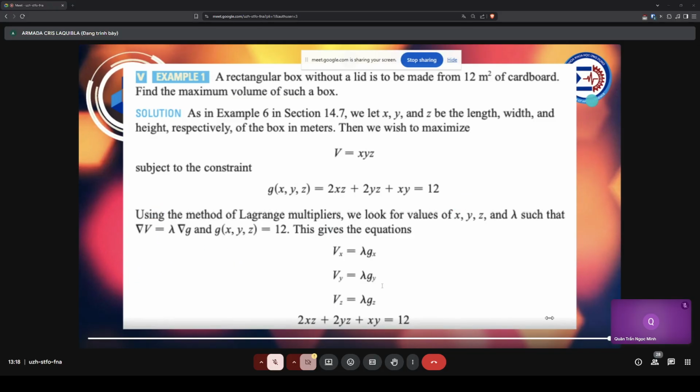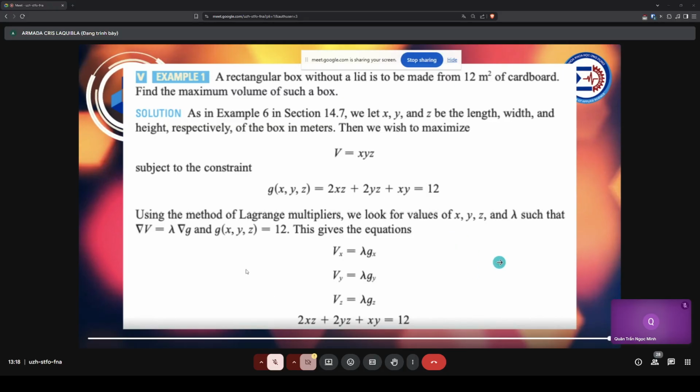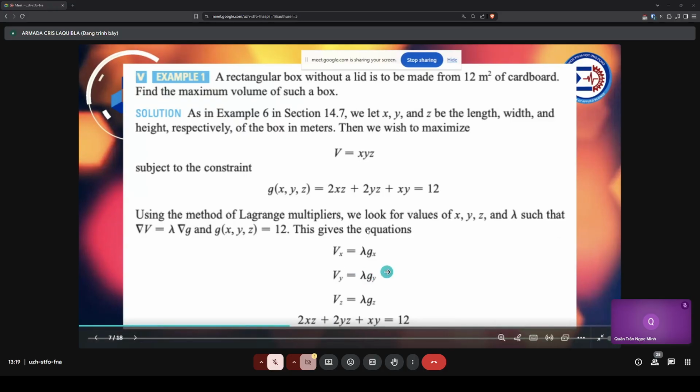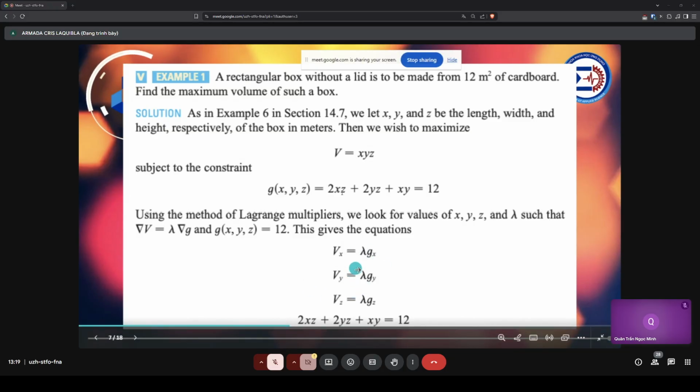So using the method of Lagrange multipliers, we look for values of x, y, z, and lambda such that the gradient of V is equal to lambda times the gradient of g, and g of xyz is equal to 12. This gives the equations. As I told you, if this is Vx, then your g must also be with respect to x, so lambda gx, then Vy equals lambda gy, and Vz equals lambda gz, and then your constraint, which is this one. Now we solve.